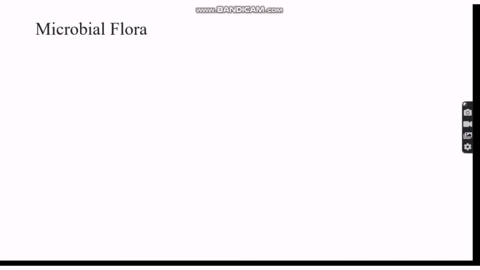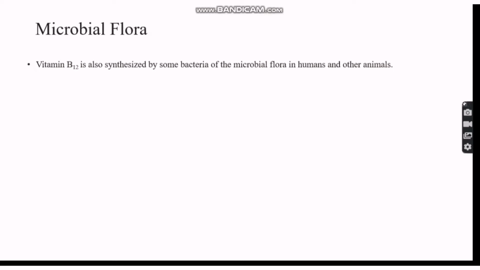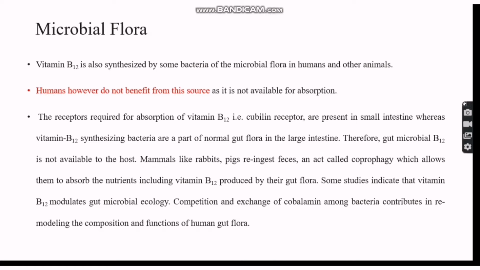Microbial flora. The interesting thing is that vitamin B12 is synthesized by some bacteria in animals and other humans. But unfortunately, this vitamin B12 has no use in the body. Why? Because it is not able to be absorbed in the body. As vitamin B12 is synthesized by some bacteria of microbial flora in humans and other animals, humans, however, do not benefit from this source as it is not available for absorption. Why it is not available for absorption, I'm going to tell you.